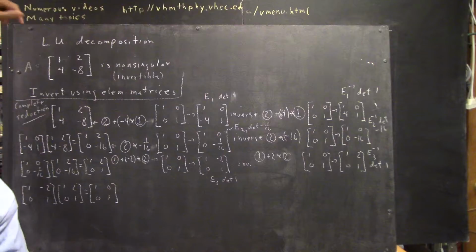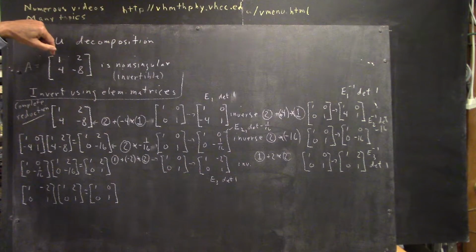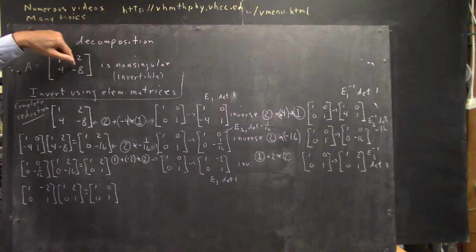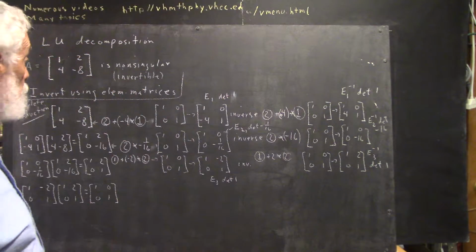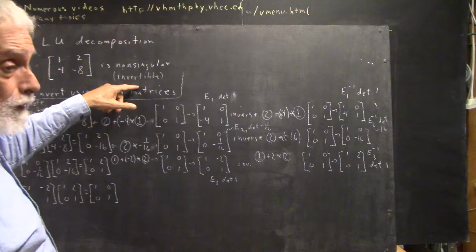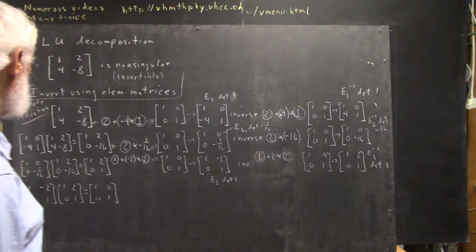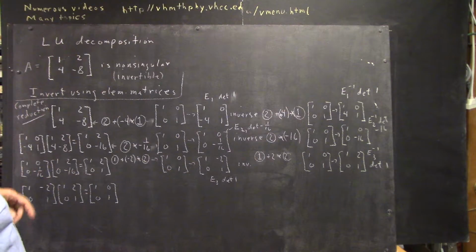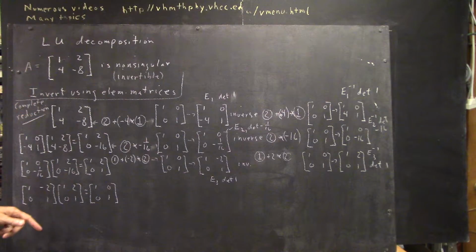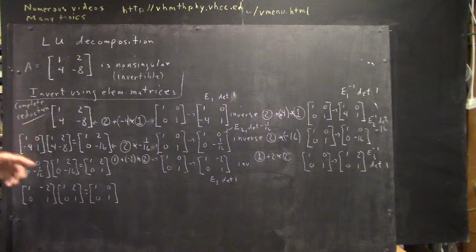Okay, so we have the matrix A, 1, 2, 4, negative 8. This matrix is non-singular, as we found in previous videos, so in other words, it's invertible. And we want to invert this matrix using elementary matrices. Okay, so the complete reduction is as follows.